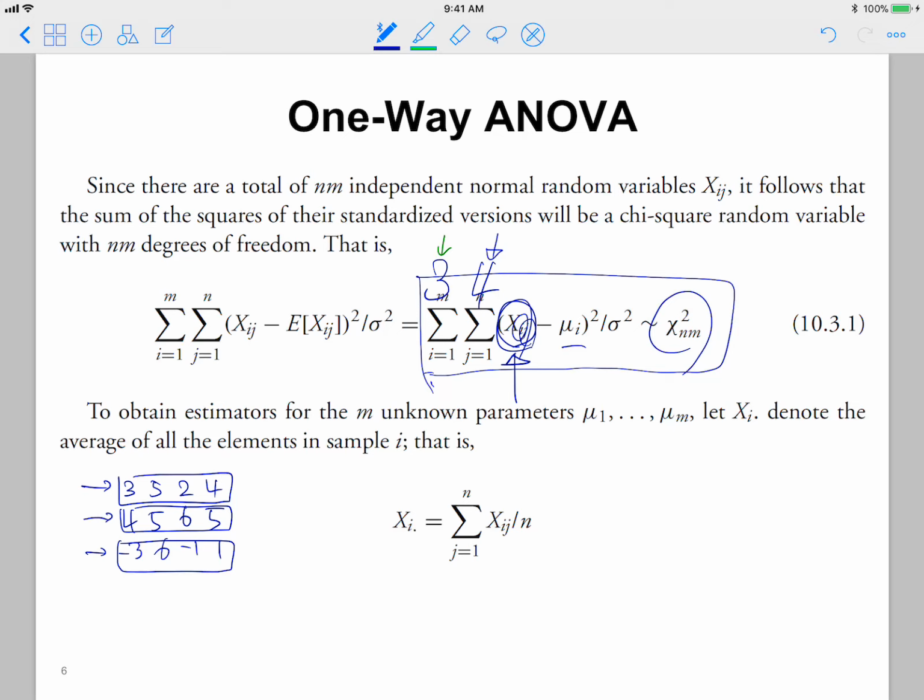Hello everyone. We will continue studying one-way ANOVA today. Here the basic setting is we have m different groups. This is the first group, the second group, and the third group. Each group will give one sample, which is composed of four observations. In this case we have three groups, where m is 3, and n is 4, which means in each sample we have four different observations.